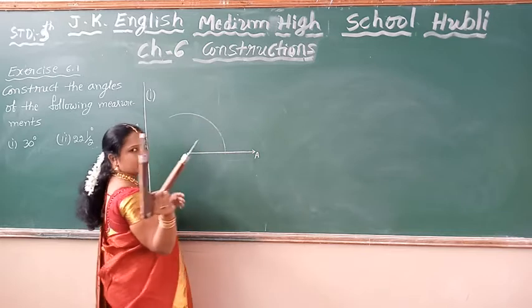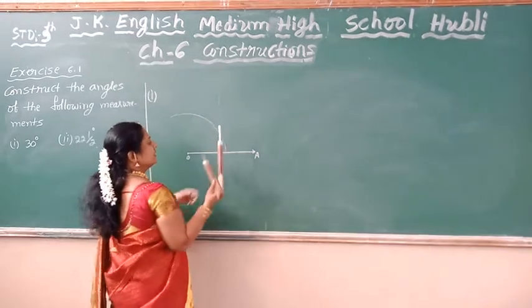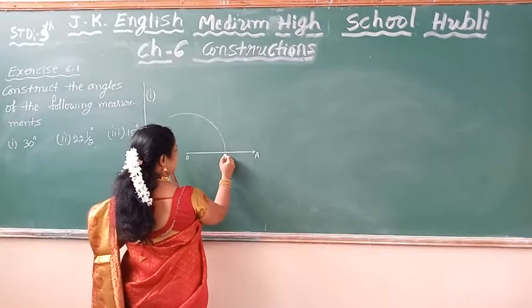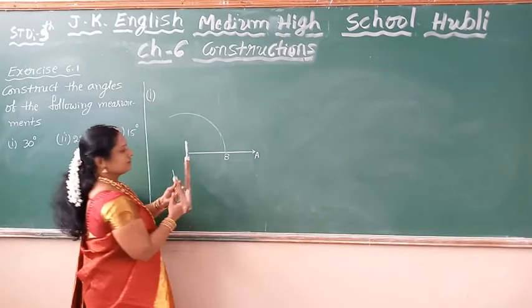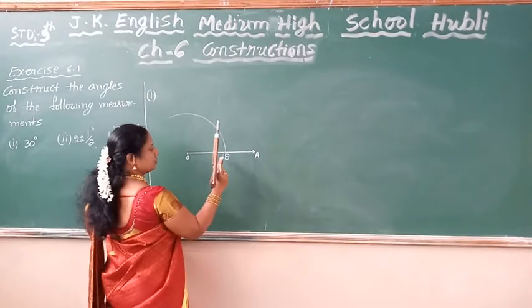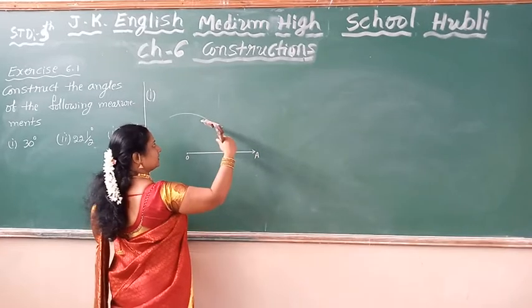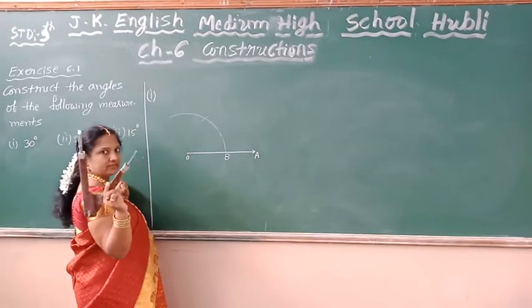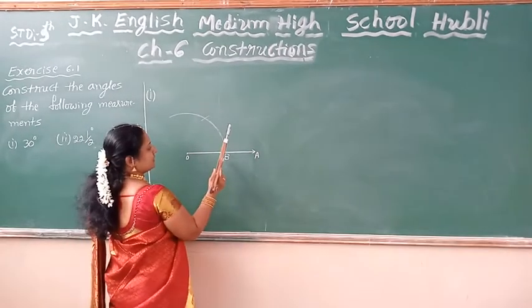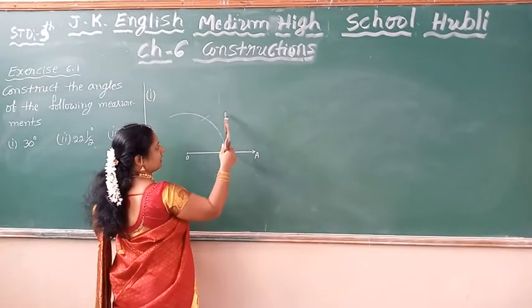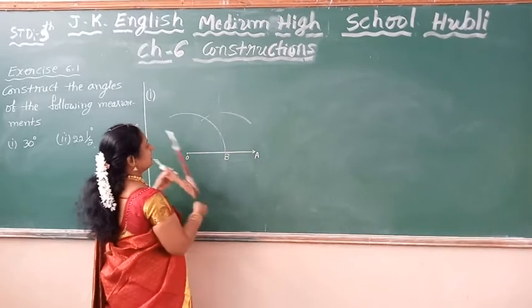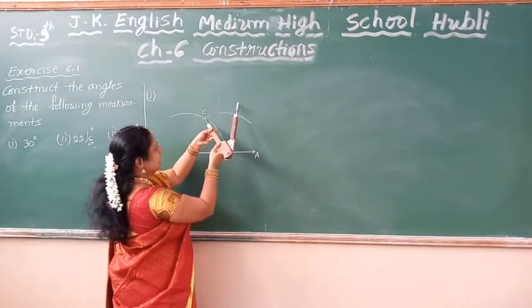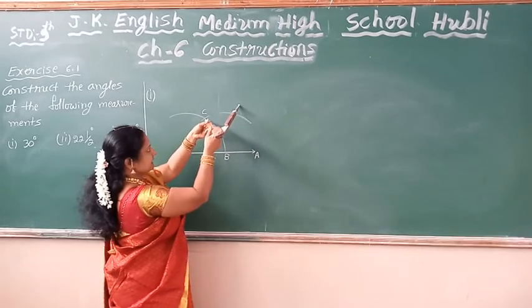Without changing the radius, give one name where it is intersecting the ray, B. Taking B as center, without changing the radius, if I cut once, it is 60 degree. Now taking the same measurement, taking B as center, draw an arc here, and taking C as center, cut this arc, bisecting this 60 degree angle.